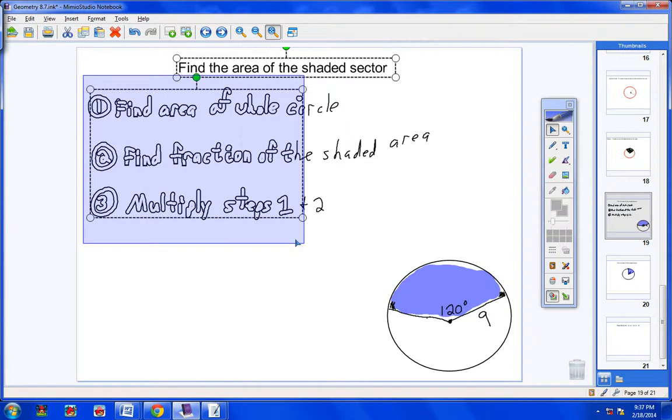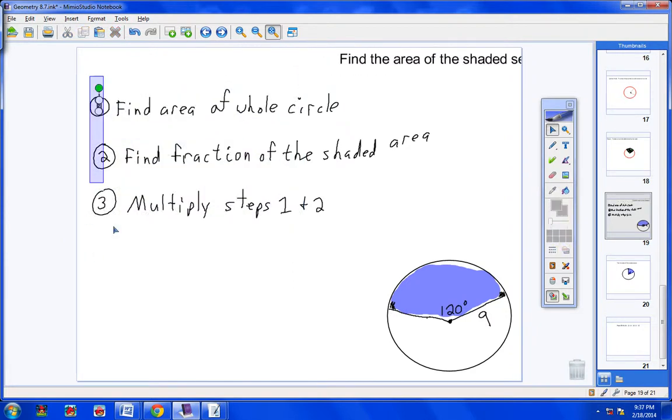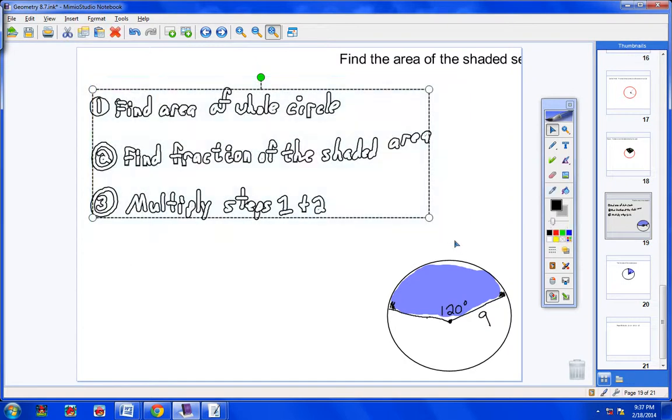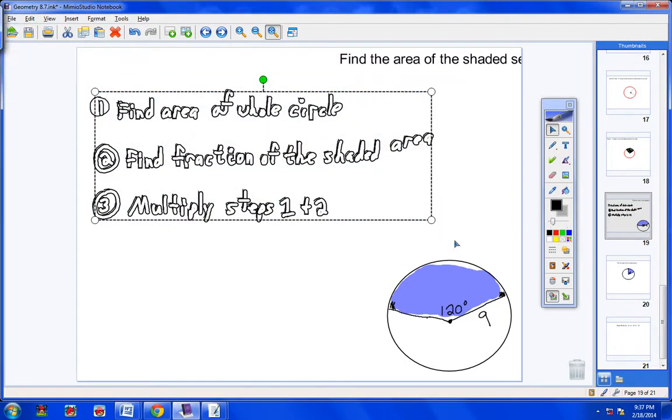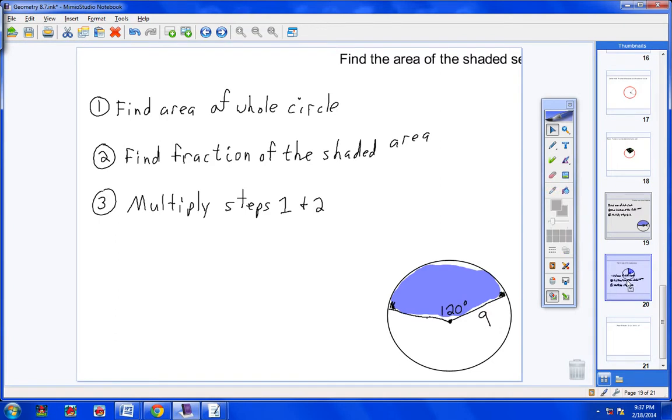Now, I think it'd be smart if I quickly pull these steps over also to the other page so we have those. So give me just a second to do that. All right, there we go.